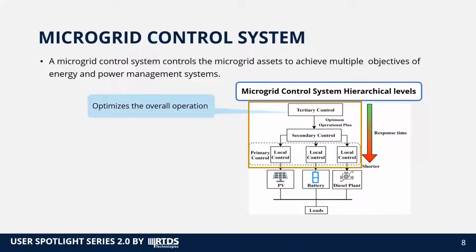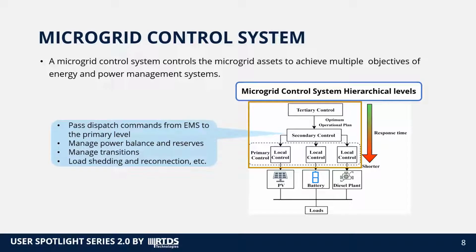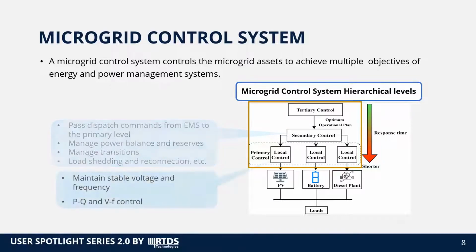A microgrid control system typically has a hierarchical arrangement. The tertiary controller hosts the energy management system, or EMS, and optimizes the microgrid operation over a longer time frame. The secondary controller passes dispatch commands from the EMS to the primary level and enforces rate limits, etc. It also ensures the power balance and spinning reserve, which sometimes requires performing load shedding. The secondary controller also manages transition between various operating modes.